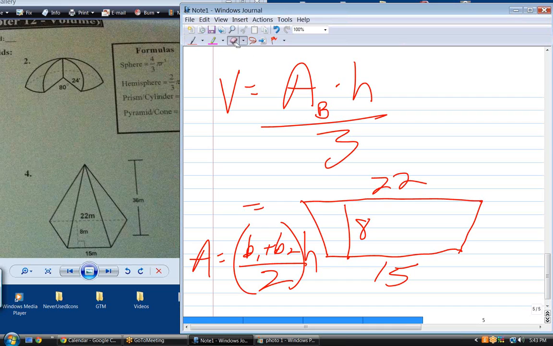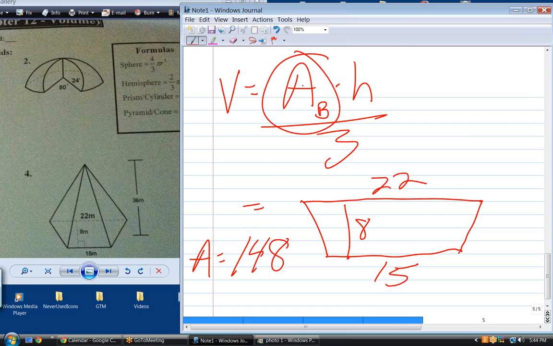So what do we get here? Let's see, 37 divided by 2 is 18.5. Multiply that by 8. That's 148. So that's the area of that base. Now, that's the number that goes there. Multiply it by the height of 36 meters and divide by 3. What do you get? Should be about 1,600, something in that area.